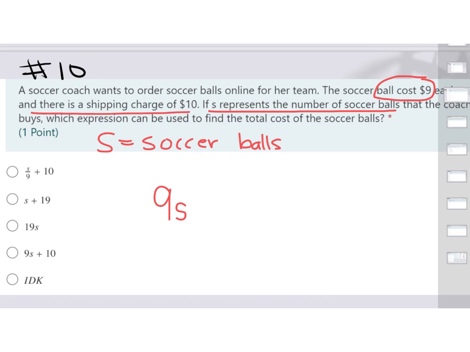And then there's a one-time charge of $10, so you would add $10 to that. So 9S plus 10 is our answer.